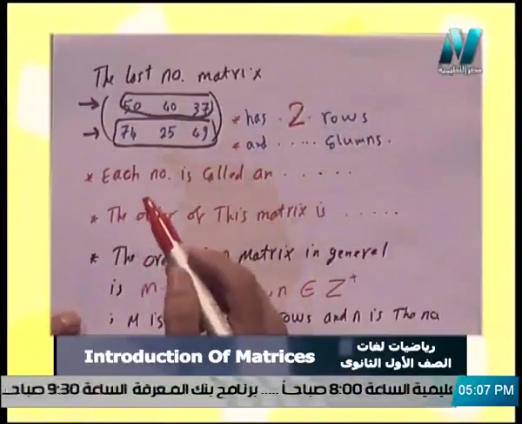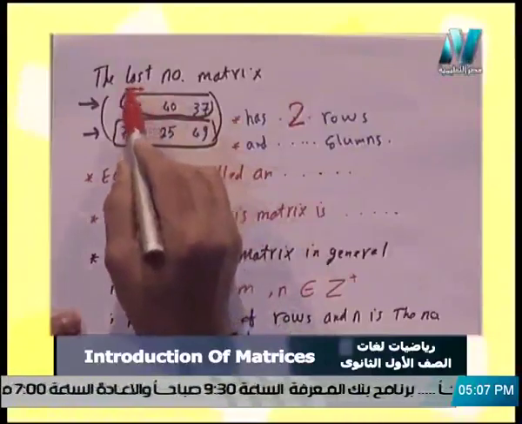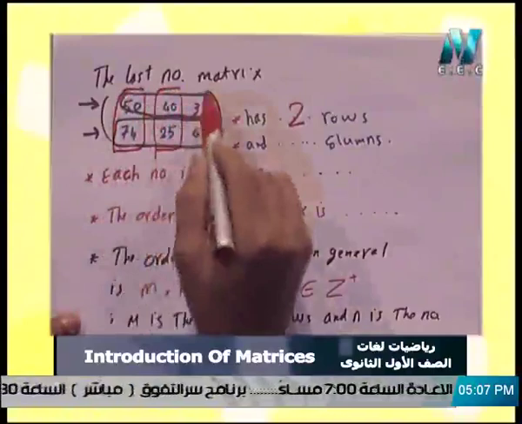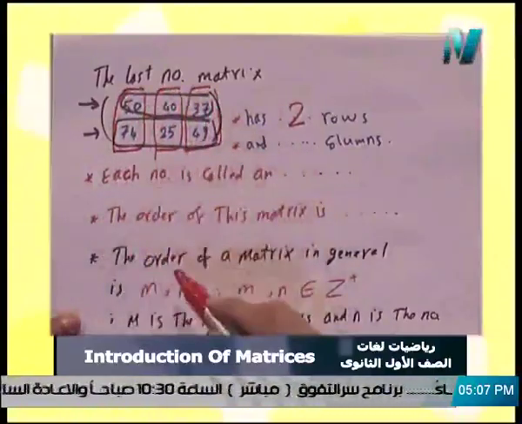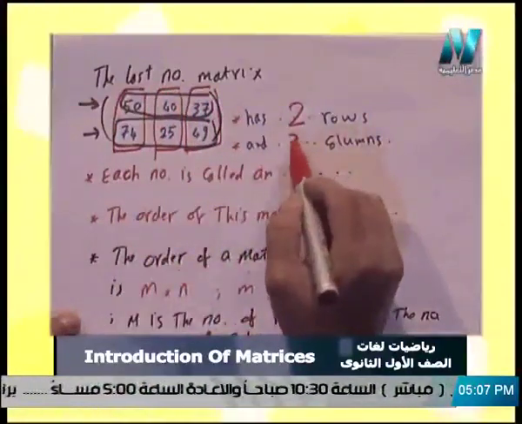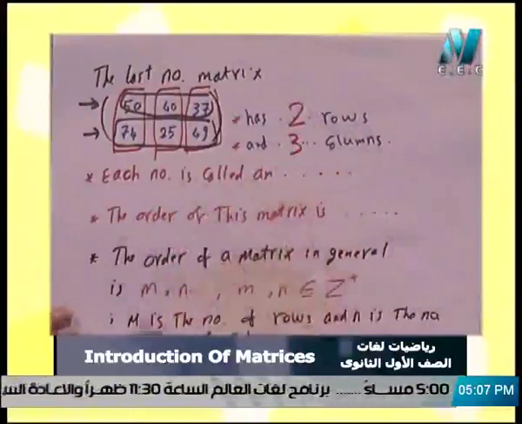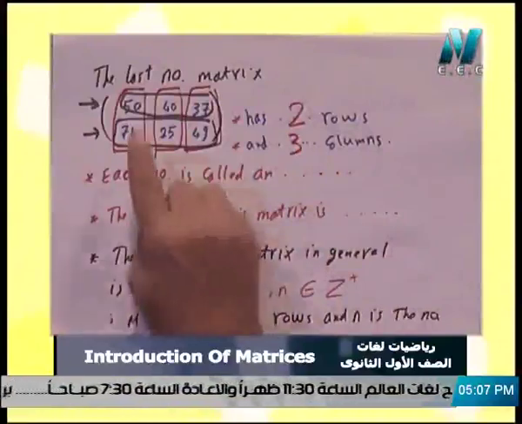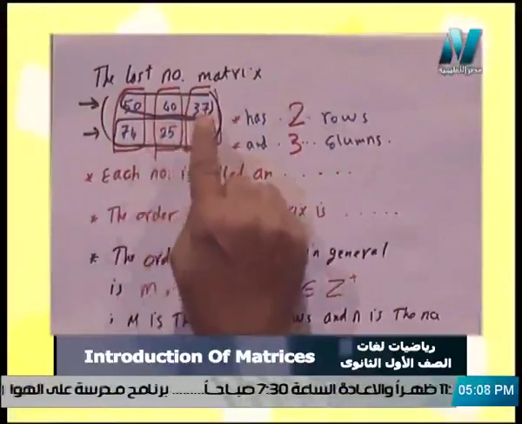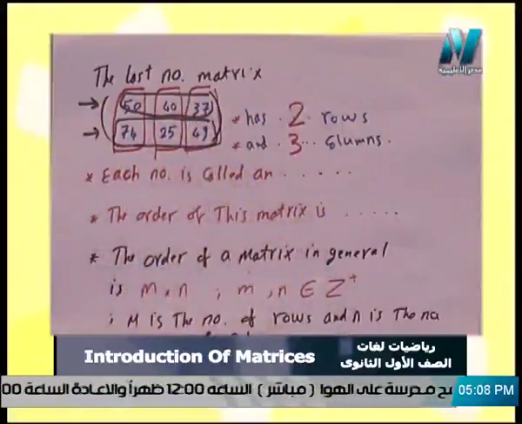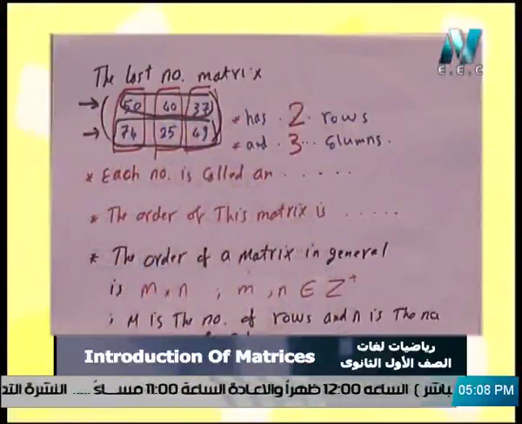And we also have columns. Look carefully at me. We have the first column, the second column, and the third column. So we have 3 columns. Each number is called what? Each number of these, 50, 40, 37, 74, 25, and 49, is called an element.